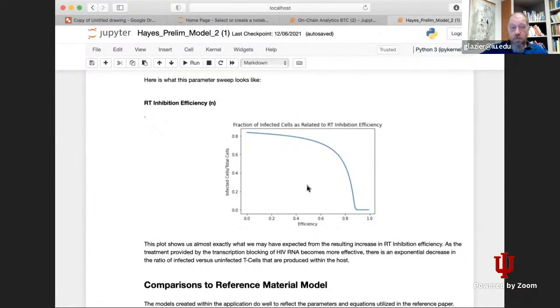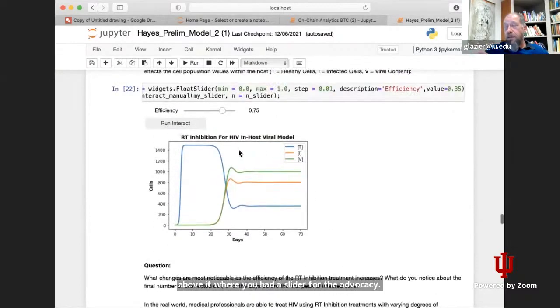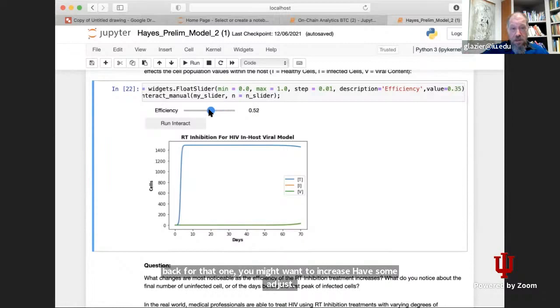So that's the parameter sweep, but you showed a plot above it where you had a slider for the efficacy. Yeah, that one. So at 75%, it doesn't get rid of it. If you go up to, let's try 85. Okay, so 85, it holds it off for a long time, but then eventually comes back, huh? So for that one, you might want to have some adjustment so that the duration of the simulation is something you can see, so you can see the longer time behavior.